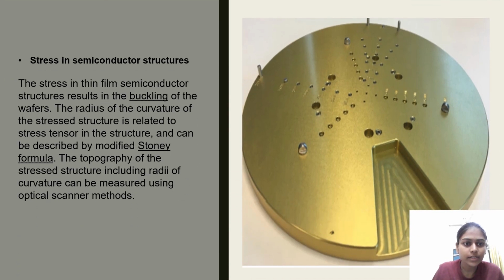The last application is stress in semiconductor structures. The stress in thin film semiconductor structures results in the buckling of the wafers. The radius of curvature of the stressed structure is related to the stress tensor in the structure and can be described by the modified Stoney formula. The topography of the stressed structure, including radii of curvature, can be measured using optical scanner methods.